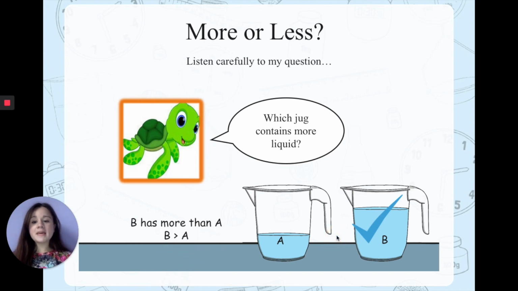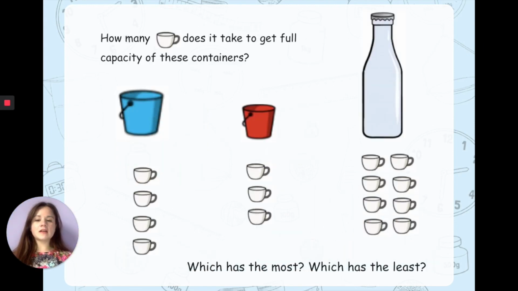B has more than A. And this is what it looks like with our signs. B is greater than A. Now we are going to start comparing three containers.